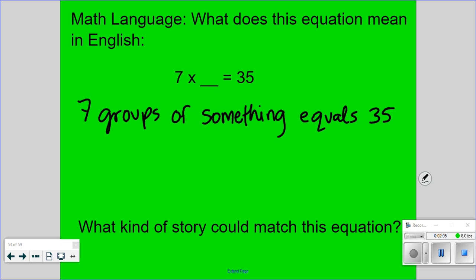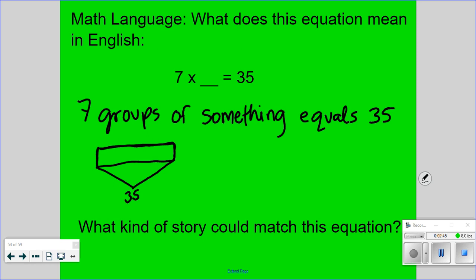If I see a missing number like this, it might make sense to do a bar model. Go ahead and draw a bar model. The reason why I like to do a bar model with missing numbers is because usually I get the total. What is the total in this equation? What's the total, Michael? 35 is my total. So that's going to go down where my hole is.